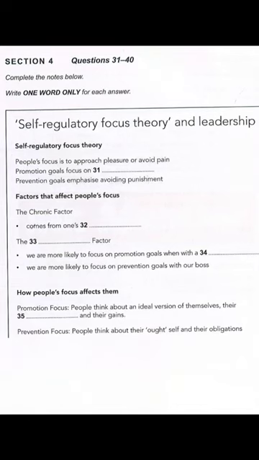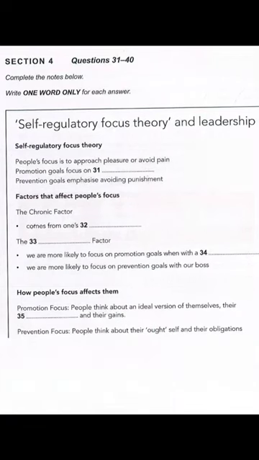For example, we are more likely to be thinking about pleasure and to have promotion goals when we are spending time with a friend. In contrast, if we are working on an important project for our boss, we are more likely to try to avoid making mistakes and therefore have more prevention goals in our mind.